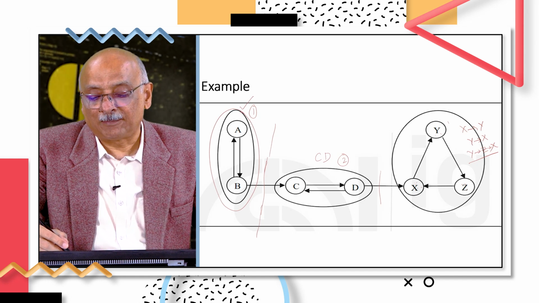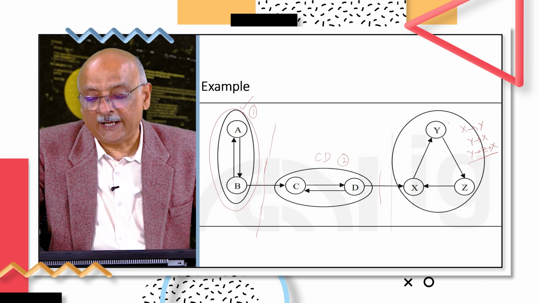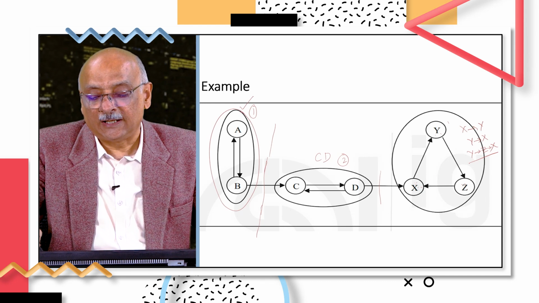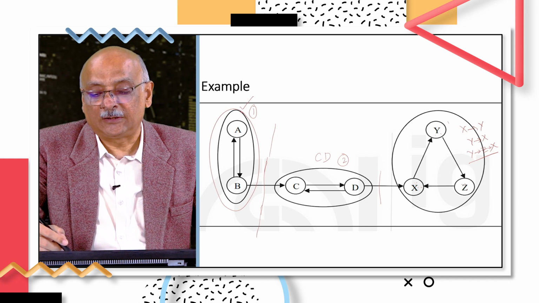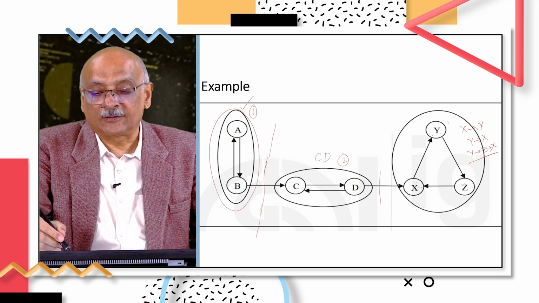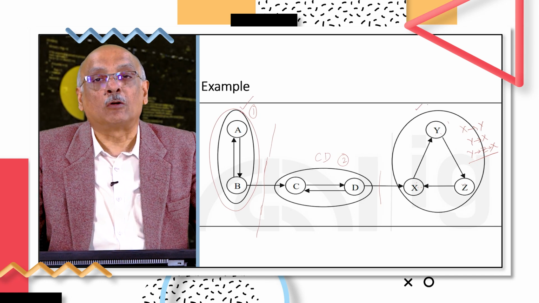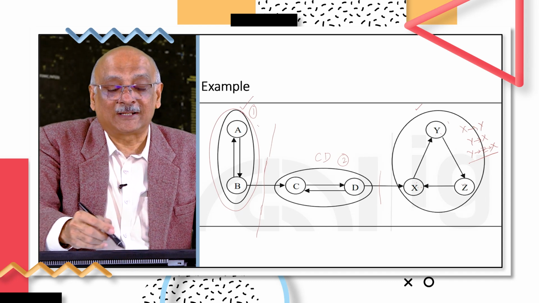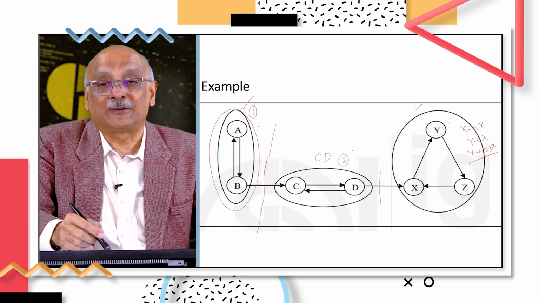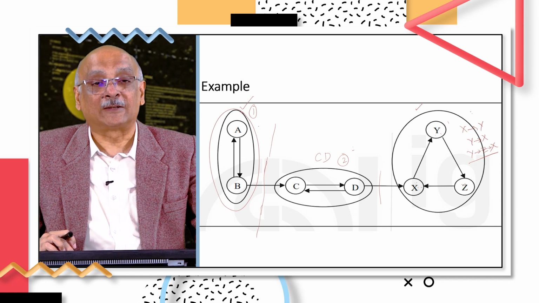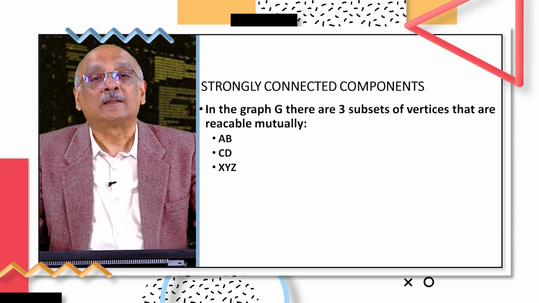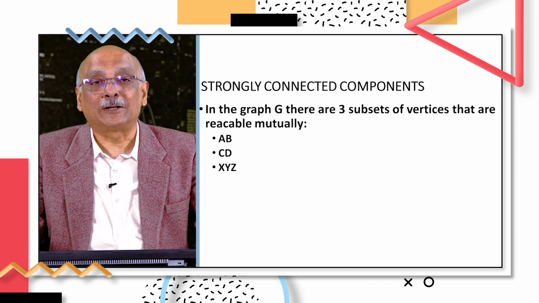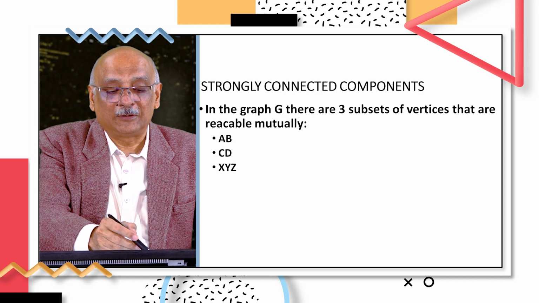Similarly, there is a path from x to z through y, and from z to x, and from y to z, and once again from z to y. So this is the third strongly connected component, a maximal set of vertices. This is one maximal set of vertices, this is another, and this is another. So there are basically three subsets, or three strongly connected components in the graph.